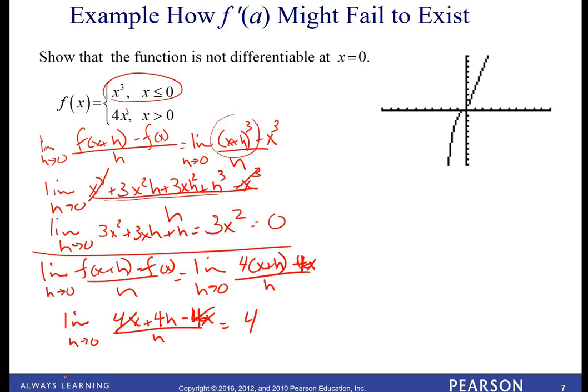So let's take a look at this graph. This is the equation of y equals 4x. We know that that slope is a constant, that's what we got. And here, as I approach 0, my slope is 0. So in this case, f prime fails to exist because the left and the right derivatives at 0 do not equal each other.